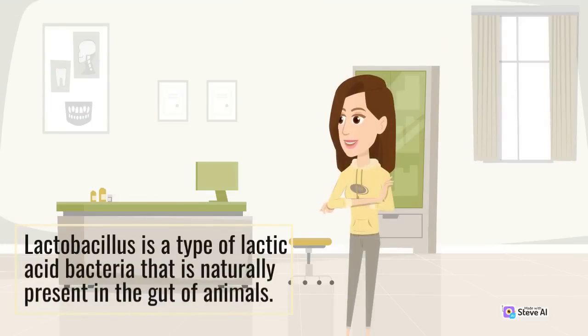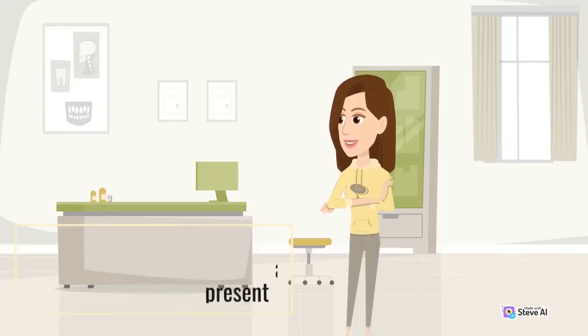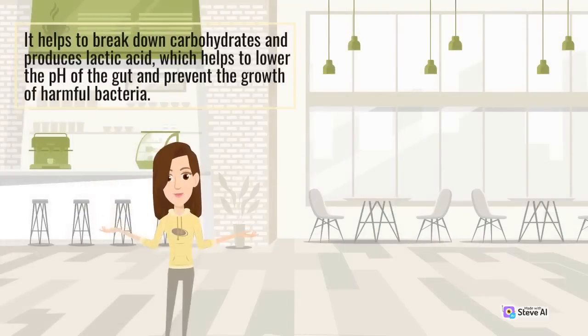Lactobacillus is a type of lactic acid bacteria that is naturally present in the gut of animals. It helps to break down carbohydrates and produces lactic acid, which helps to lower the pH of the gut and prevent the growth of harmful bacteria.